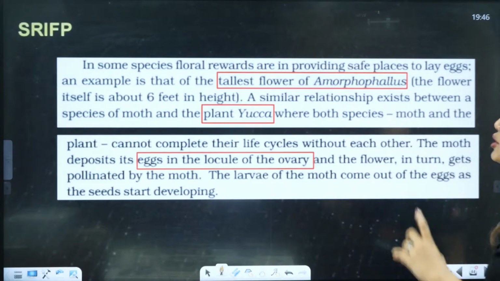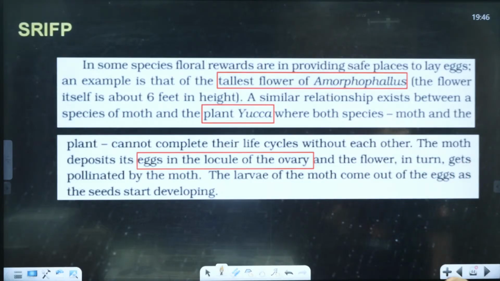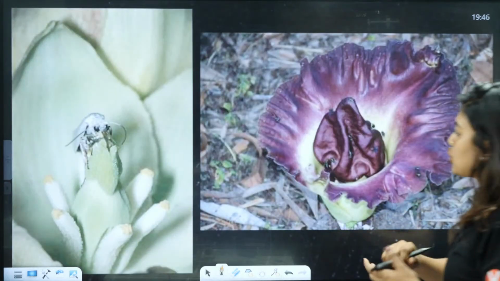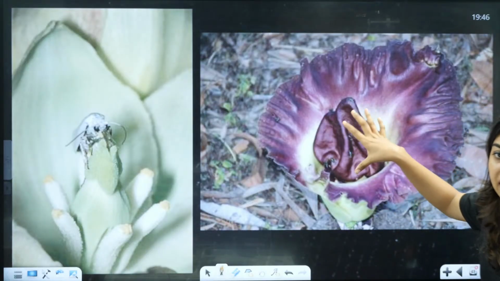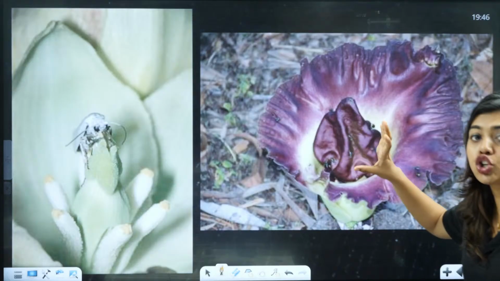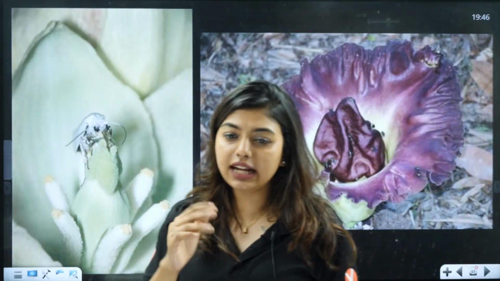In some species, floral rewards are in the form of providing safe places to lay eggs. An example of that is the tallest flower, Amorphophallus. So, students, in this flower some of the beetles will come and lay their eggs in the ovule. Let's take an example.